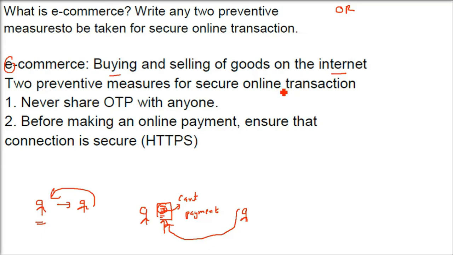Now when you are working on the internet, you are using the internet. If somebody has made the internet, there are people who can break it also. They are crackers, fraudulent people. So there are certain preventive measures for your secure online transaction.